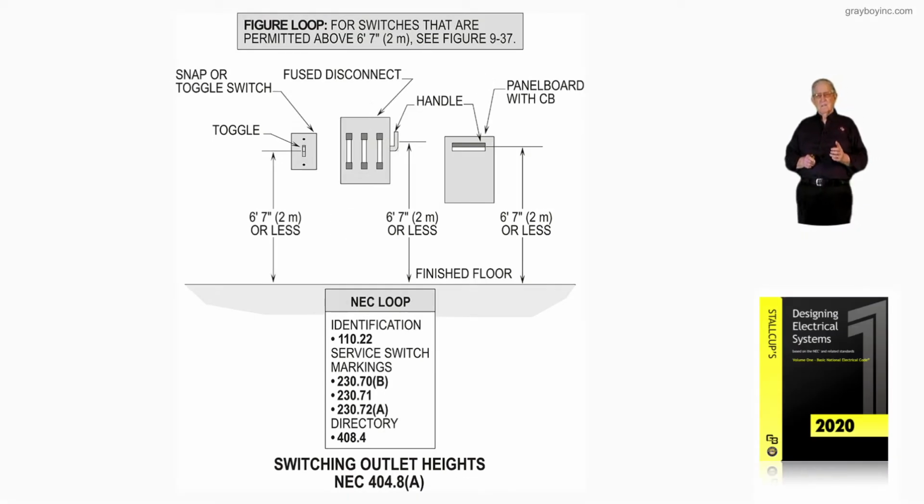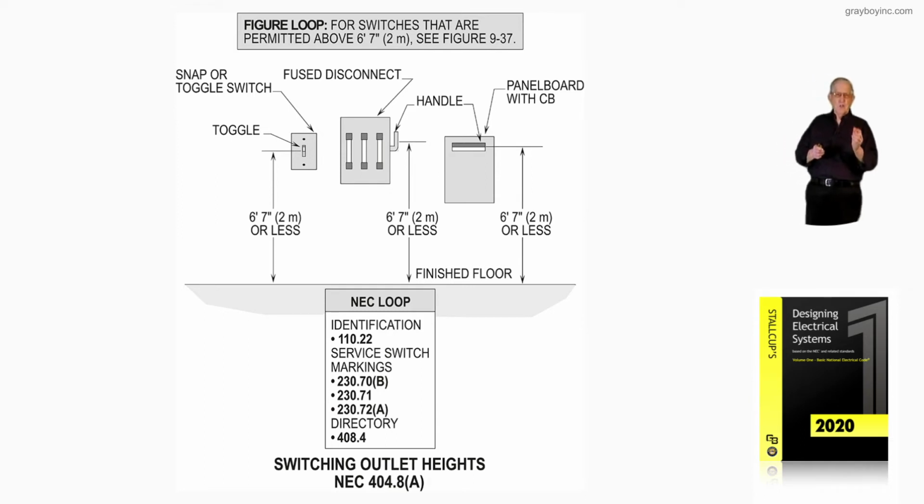Now this illustration deals with the switching outlet heights. Every inspector I've talked to uses this as their benchmark to determine the height of a switch. Now, this is in accordance with NEC 404.8A. Now, the figure loop for switches that are permitted to be above 6 foot 7 inches, see figure 9-37 in chapter 9 of volume 1 that we've reviewed already.